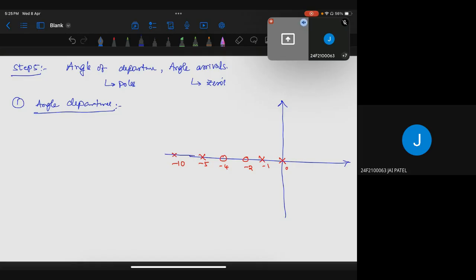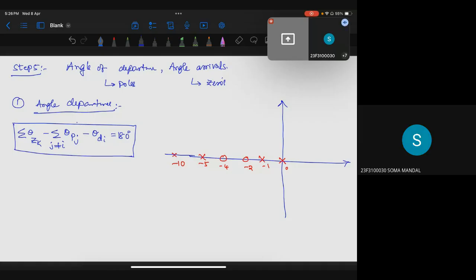Now the angle of departure equation is the sum of theta z_k minus the sum of theta p_j, where j is not equal to i, minus theta d_i equals 180 degrees. Can we write directly that theta d_i equals 180 degrees? That is also correct.